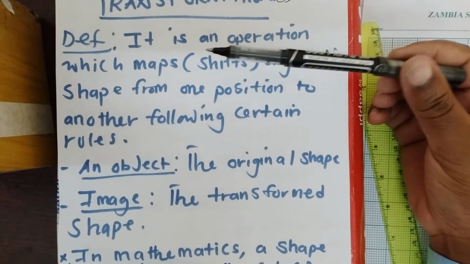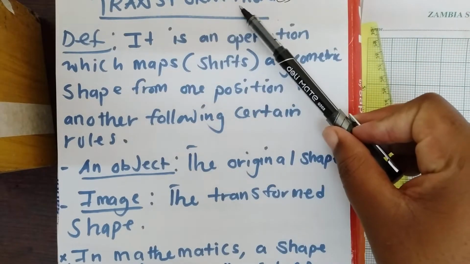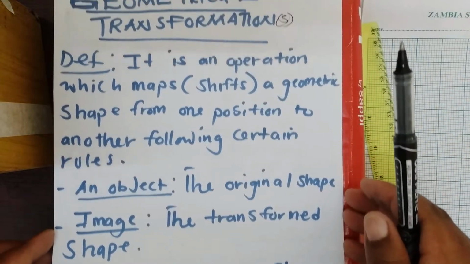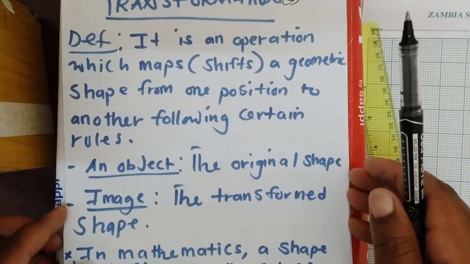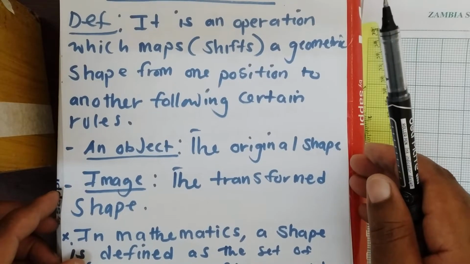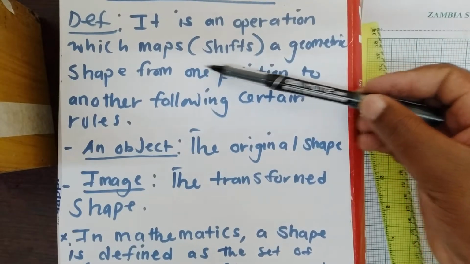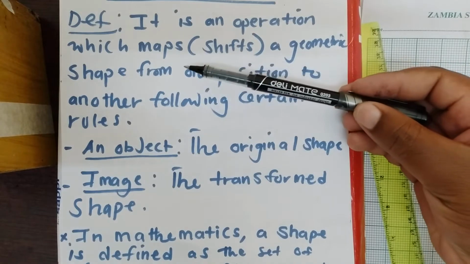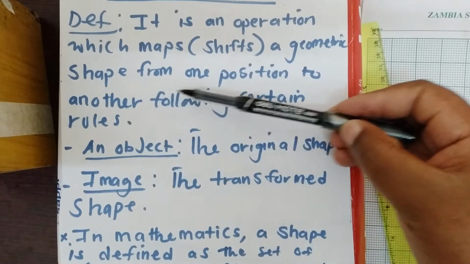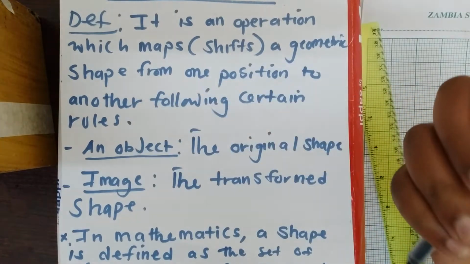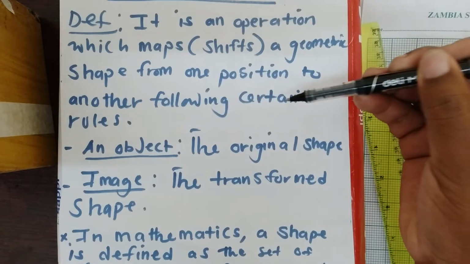So now, what do we mean when we talk about geometrical transformation? We are saying that it is an operation which maps, by mapping we mean shifting, which maps or shifts a geometric shape from one position to another, following certain rules.